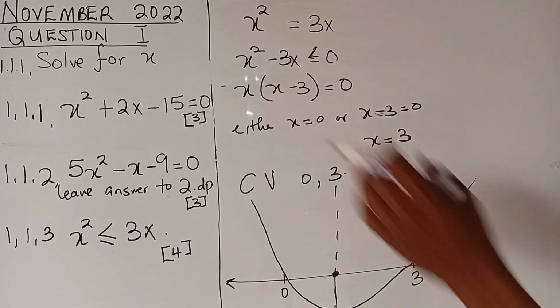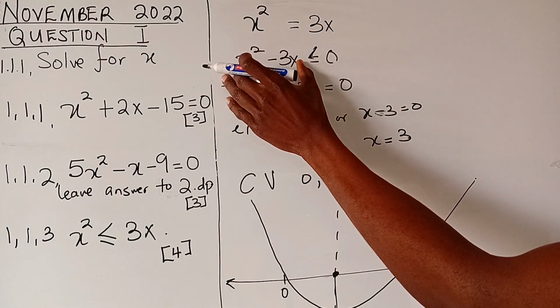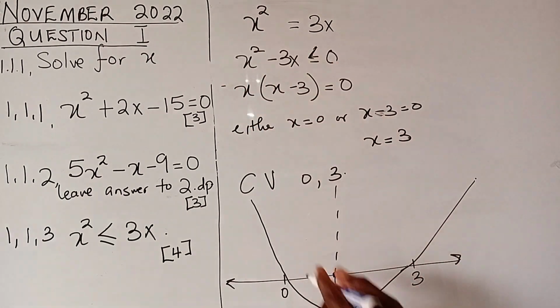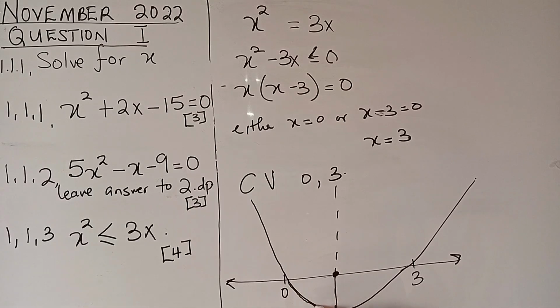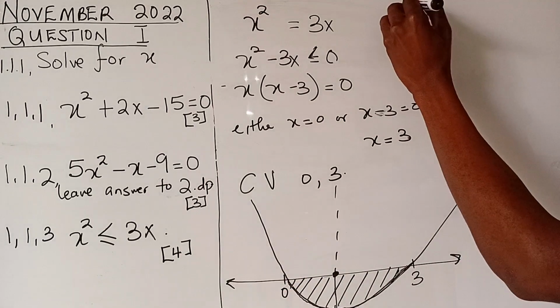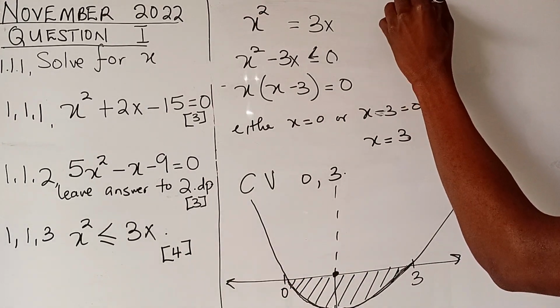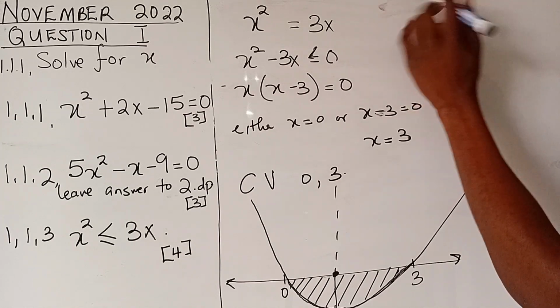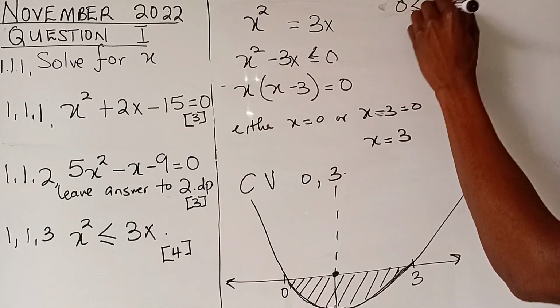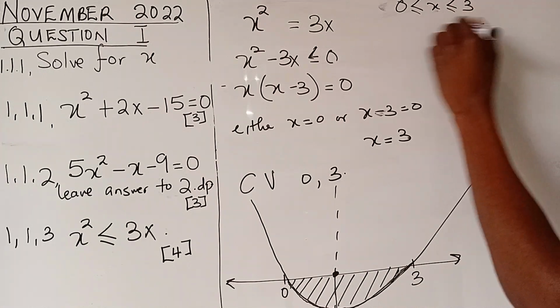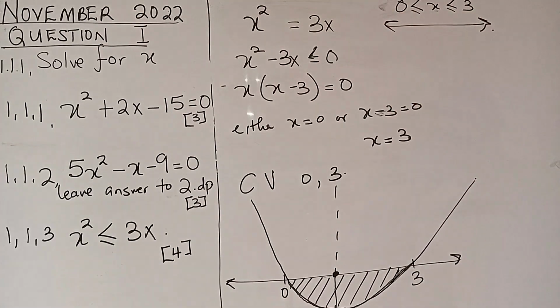So which interval is this expression less than or equal to 0? Here, this graph is less than or equal to 0 at this interval, meaning that we are talking of this part. So how do we write our solutions down then? We have an interval here, so we say 0 is less than or equal to x less than or equal to 3. These are the values of x.